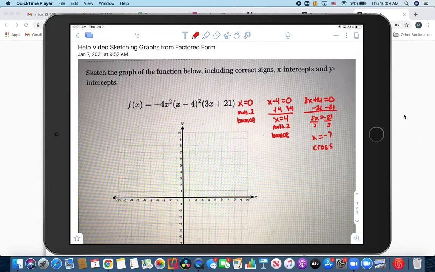Okay, so now we are going to find out what the highest degree is. Well, we have a power of 2 here, a power of 2 there, and a power of 1 from there. So we know the degree is going to be odd, and we got a negative leading coefficient. So it's going to be negative odd, you guys. And negative odd goes up on the left-hand side and down on the right-hand side.